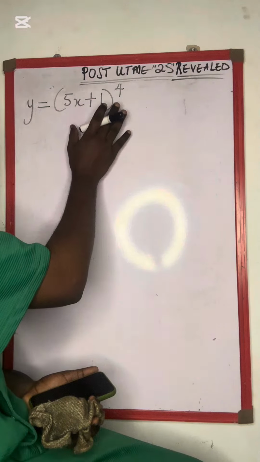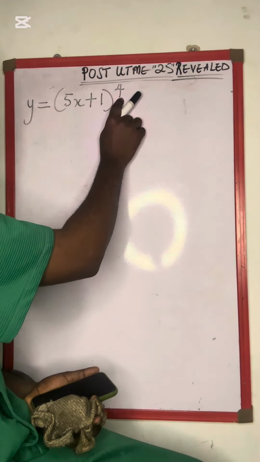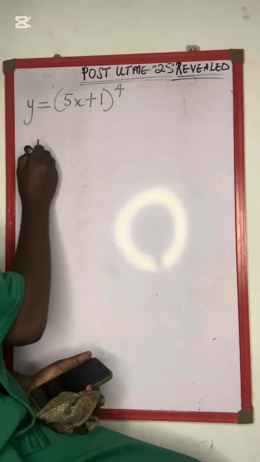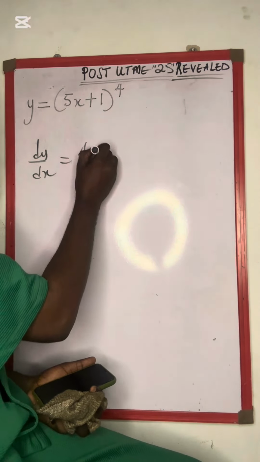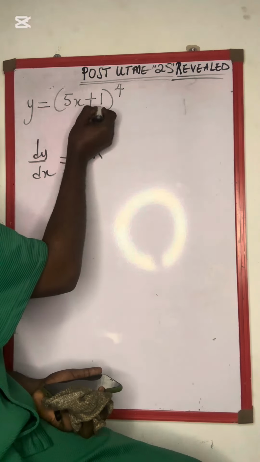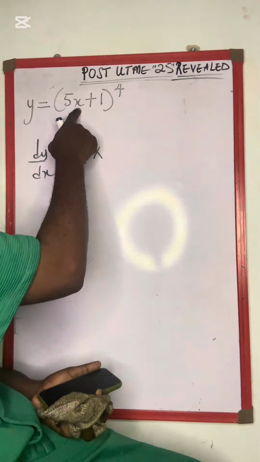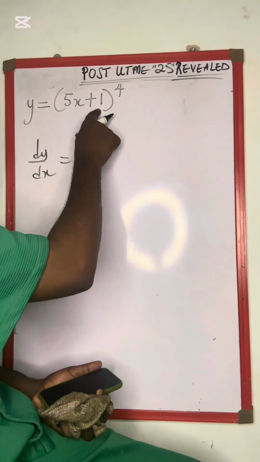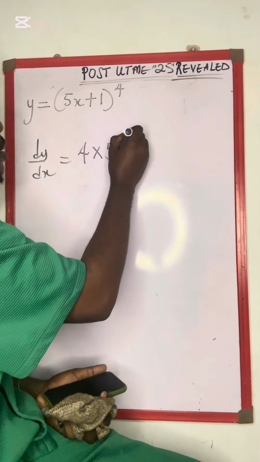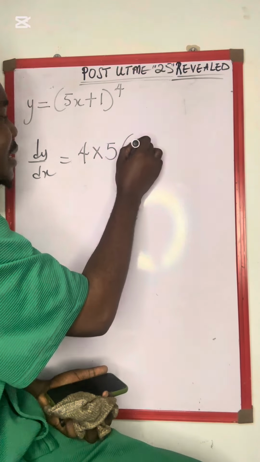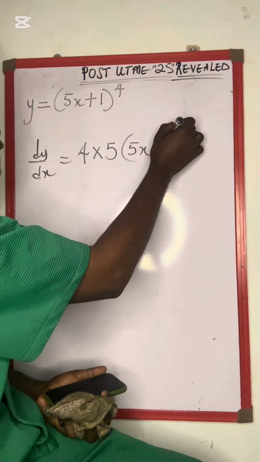When you have a question like this, simply close the bracket, write the number you see, 4. I'm going to say dy/dx should be, I'm going to write 4 times. Now, when you differentiate what's in the bracket, what are you going to get? 5x will give us 5 and 1 will give us 0. So we have just 5. I'm going to write that down, 5. Now, write down the bracket back. And finally, subtract 1 from the power.